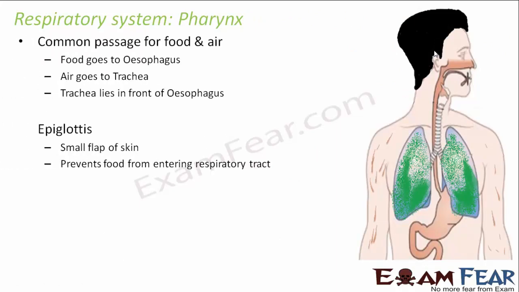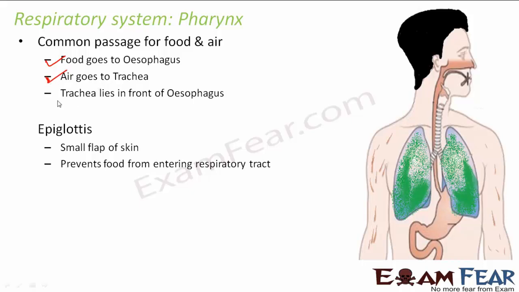I have talked about the pharynx before also. It is a common passage for food and air. So both food and air reach the pharynx. From here, it gets divided into two different tubes. Food goes to the food pipe, that is the esophagus, and air goes to the wind pipe, that is the trachea.